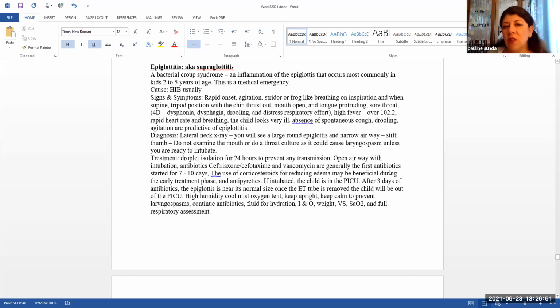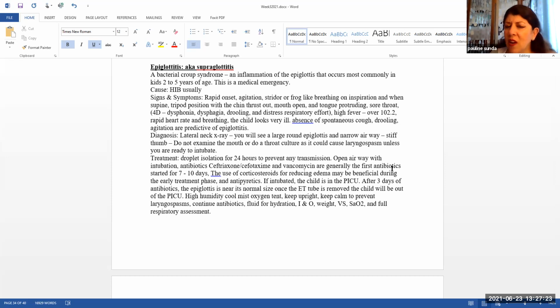Signs and symptoms include a rapid onset, agitation, stridor or frog-like breathing on inspiration and when supine, tripod position with the chin thrusting out, mouth open, and the tongue is protruding. They will have a sore throat. And then we have something called the 4 Ds of epiglottitis: dysphonia, dysphagia, drooling, and distressed respiratory effort. They can have a high fever, typically over 102.2, rapid heart rate and breathing.